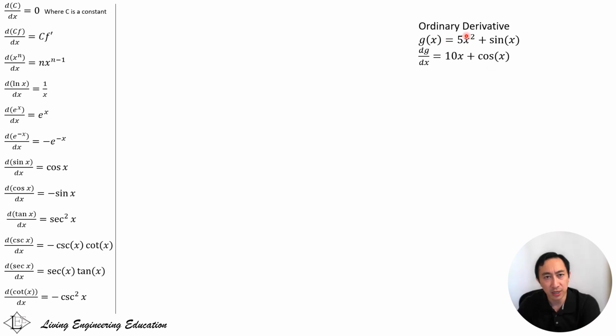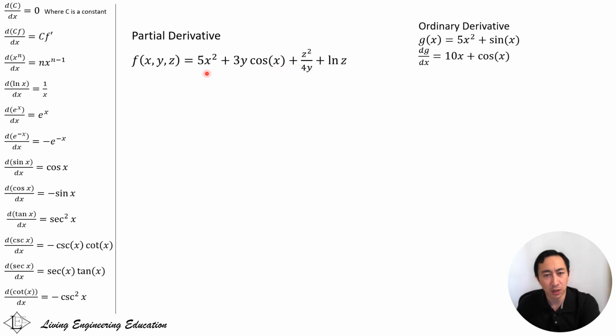So let's just take a look at an example for a partial derivative. We need a function that is a function of more than just x. So I just came up with this function of x, y, and z. So we have terms that are just x, so 5x squared again. I have terms that both have y and x, so 3y cosine x. I have terms that have both z and y, z squared over 4y, and I have terms that are just z, ln z. So any combination actually still works.